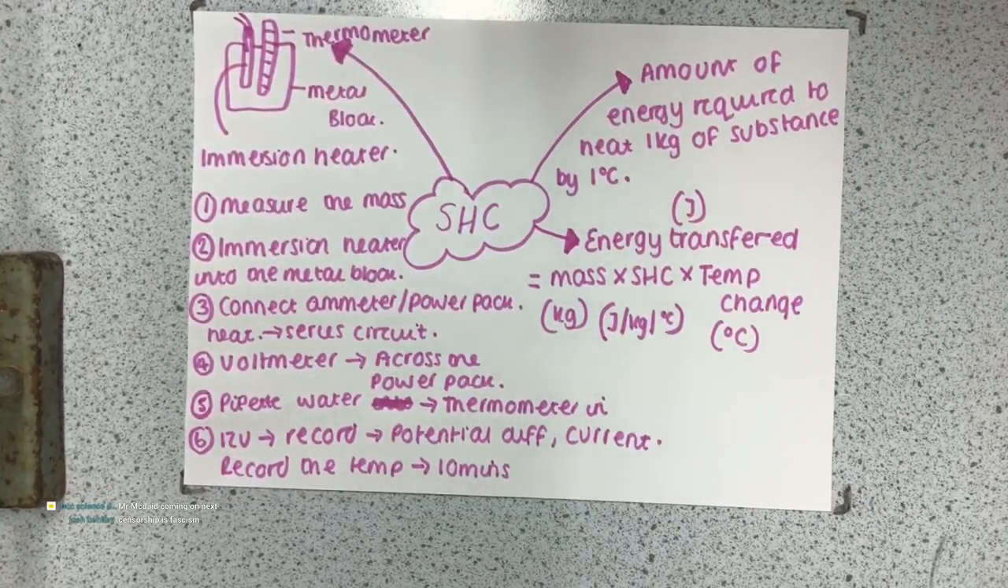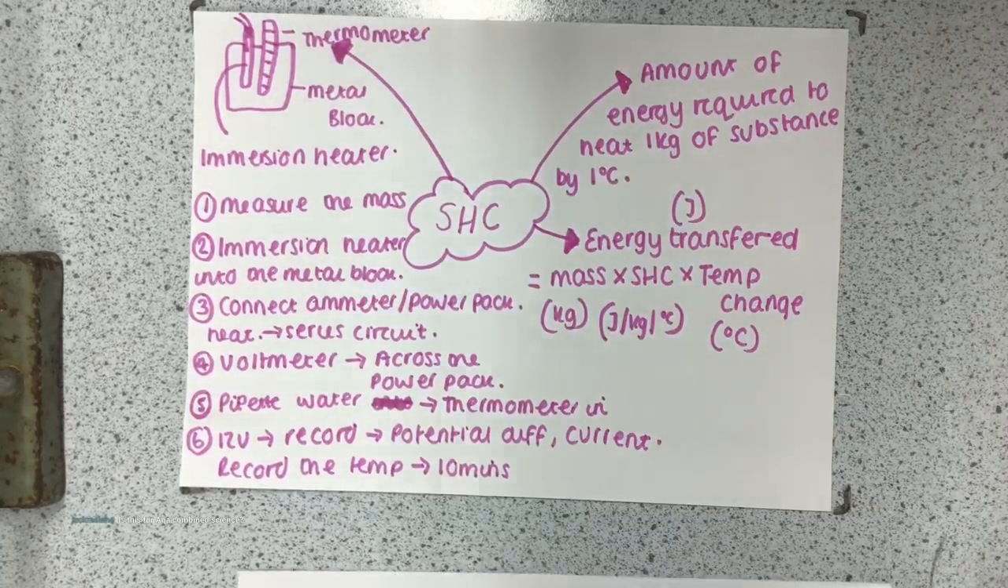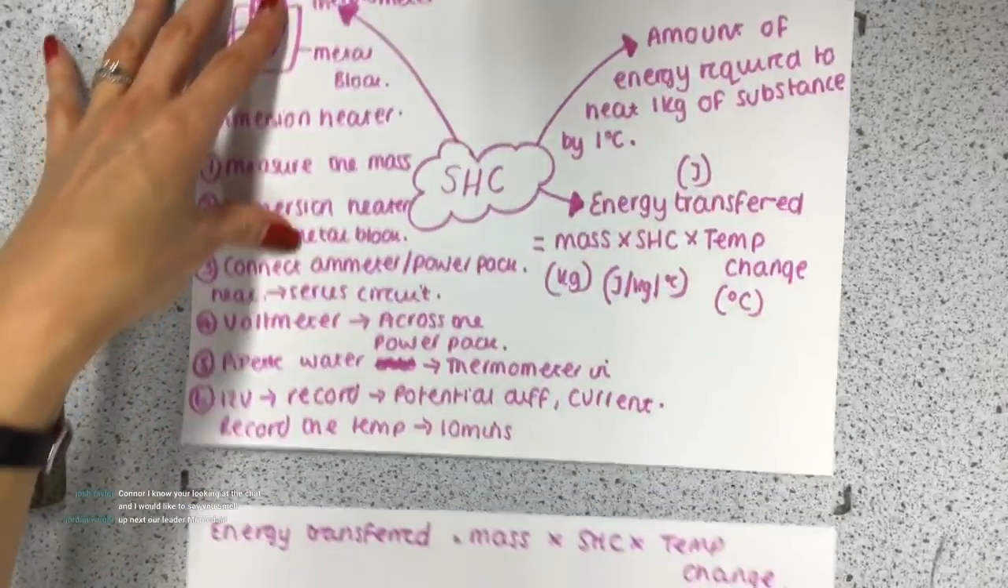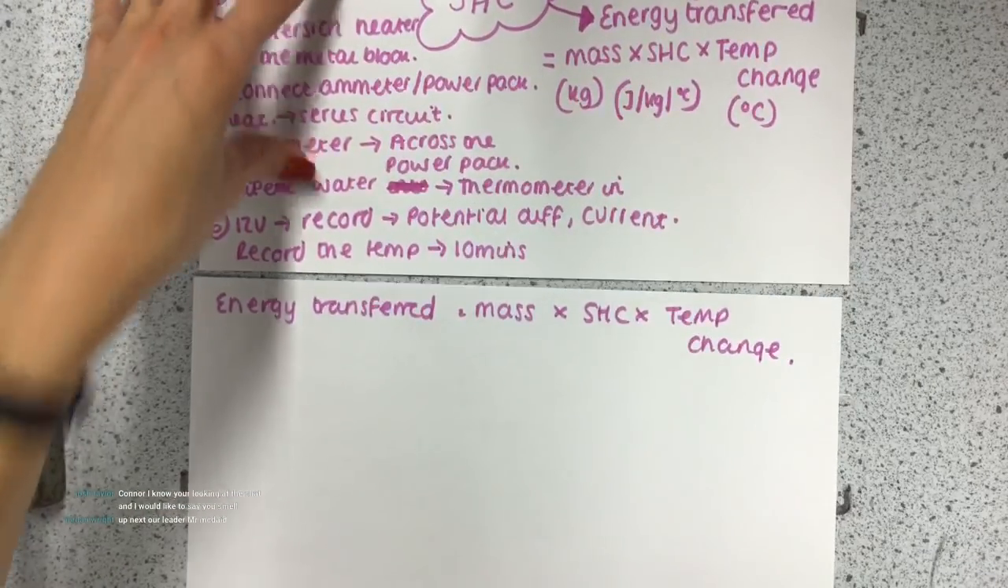Okay, so that's the method. So you have to know how to use the results that you have collected from this method. So I'm just going to grab another piece of paper. So this is our equation for specific heat capacity.